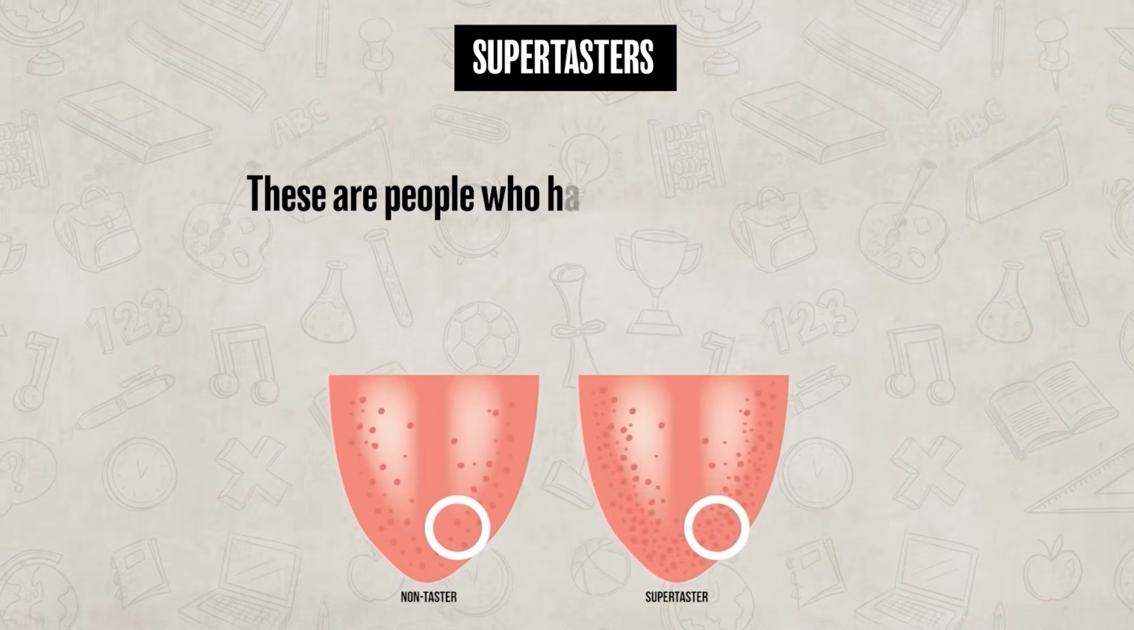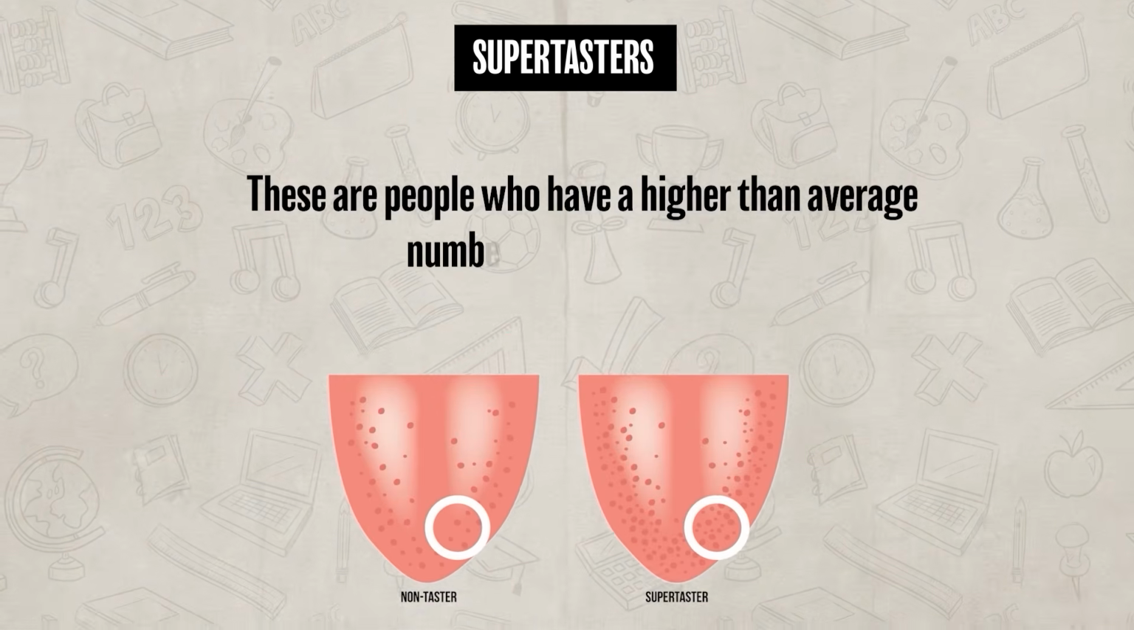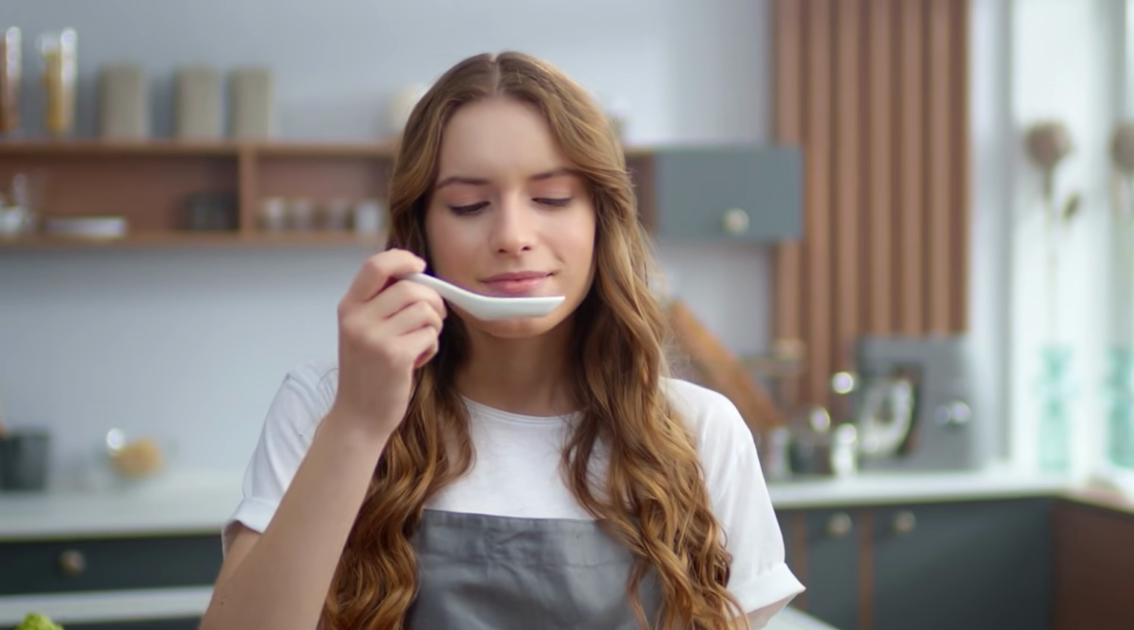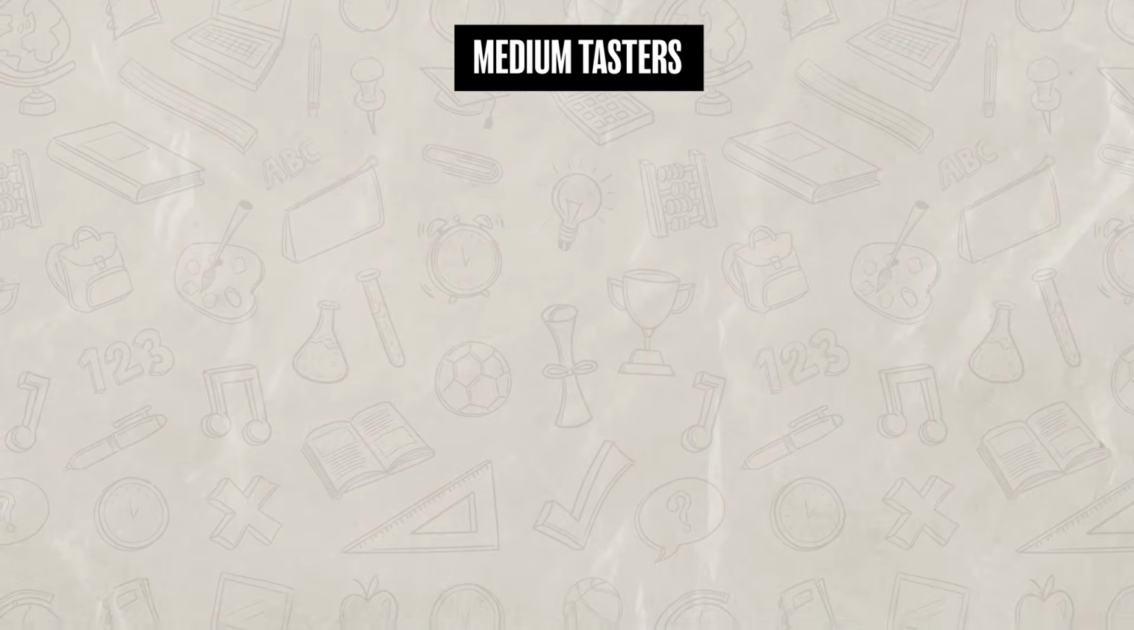Now, the number and sensitivity of these taste receptors often varies between people, which ends up creating different categories of tasters. The first one is supertasters. These are people who have a higher than average number of these taste receptors, allowing them to experience taste more intensely. Then there are medium tasters.